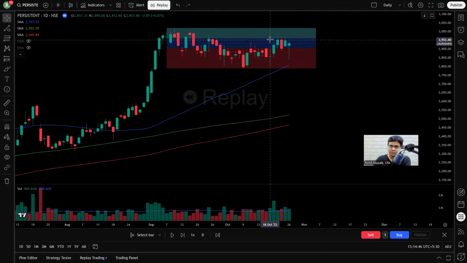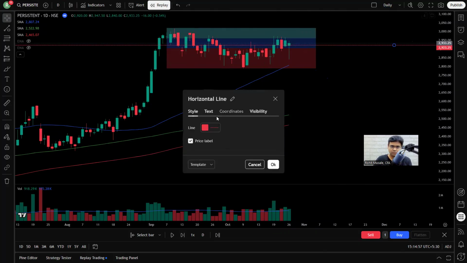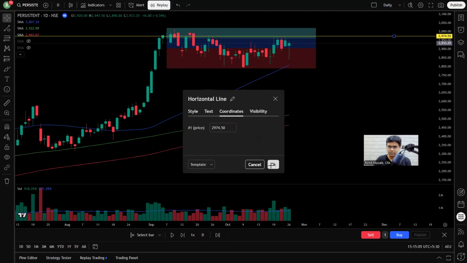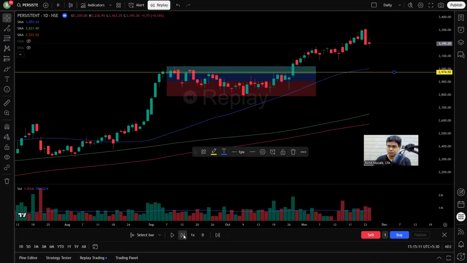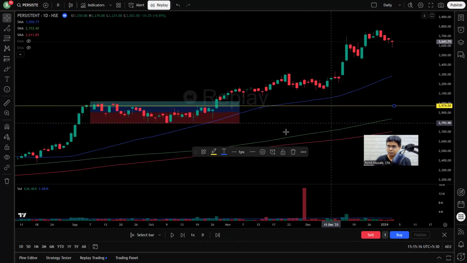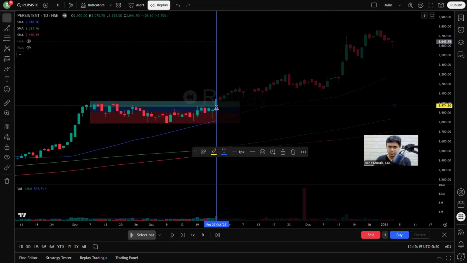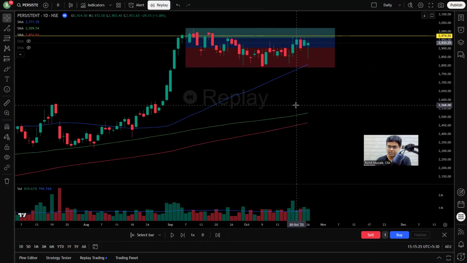So in this case, not a single candle has closed inside the green zone, and your buy point is somewhere here, the high of this candle, which is 2974.50. That's your buy point. And look what happens. The stock breaks out and it continues to go up. It goes up a lot actually. I don't want to move it further. It went up a lot. So it was a nice base, a very tight base within a 10% range.